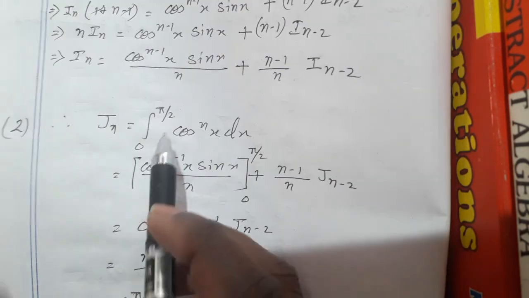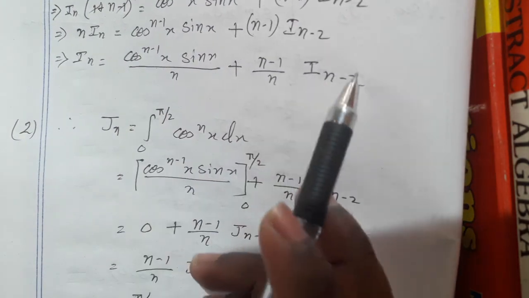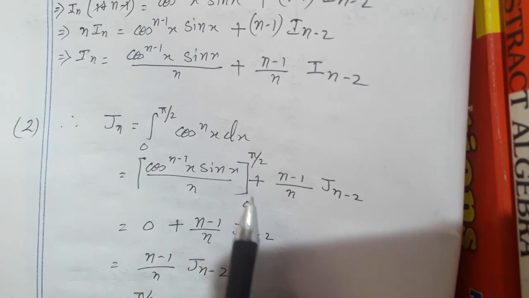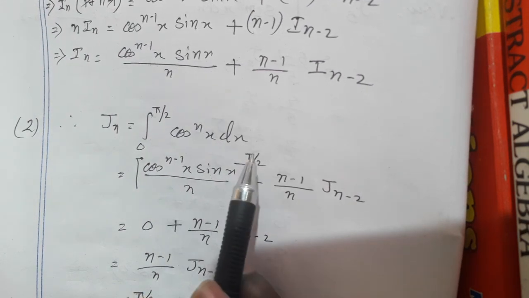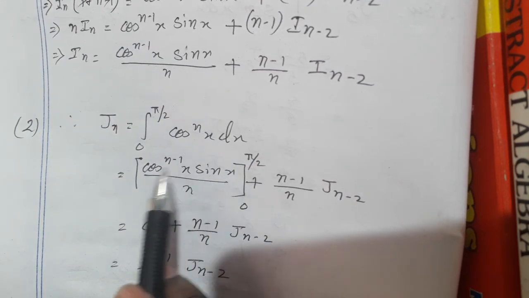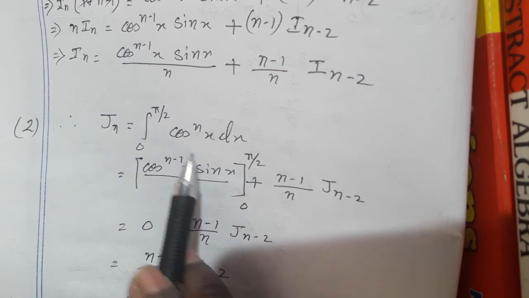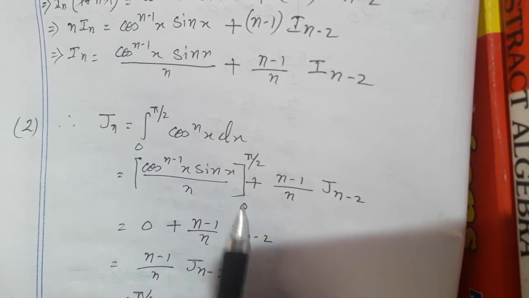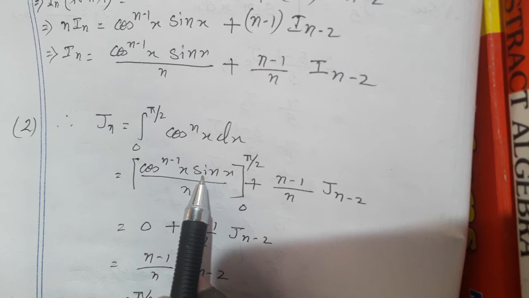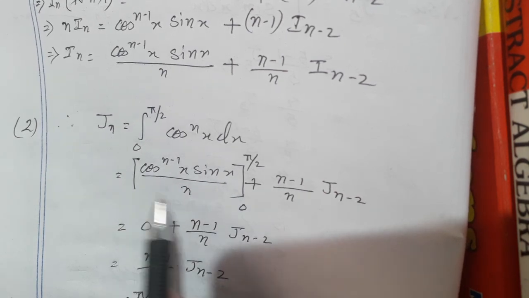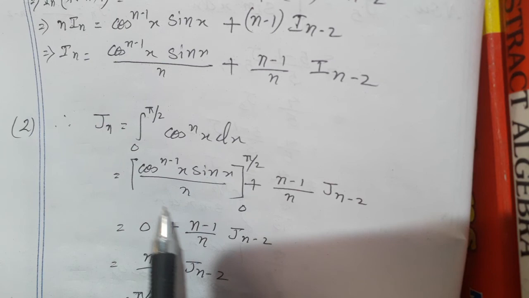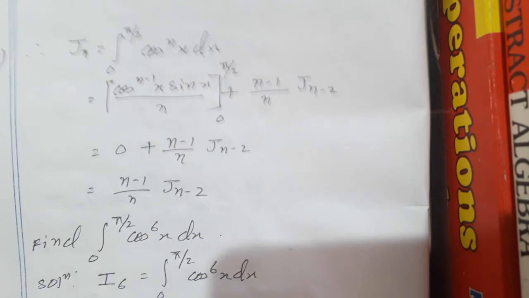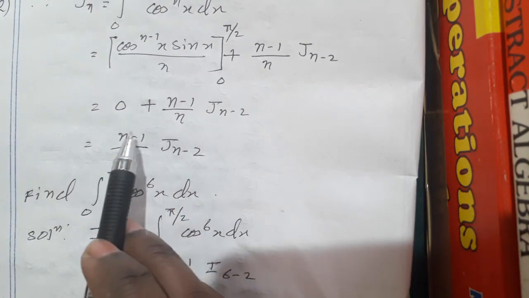Now we have already derived the reduction formula for integration of cos to the power n x, so we just apply the limit here, 0 to pi by 2. When you put pi by 2, this cos to the power n minus 1 x part will contribute 0, so the whole thing will be 0. And if you take 0, then this part will contribute 0, so the whole thing will be 0. So this part, by applying the limit, will contribute 0, so we get here 0 plus n minus 1 by n I_n minus 2. So this is the reduction formula for this.